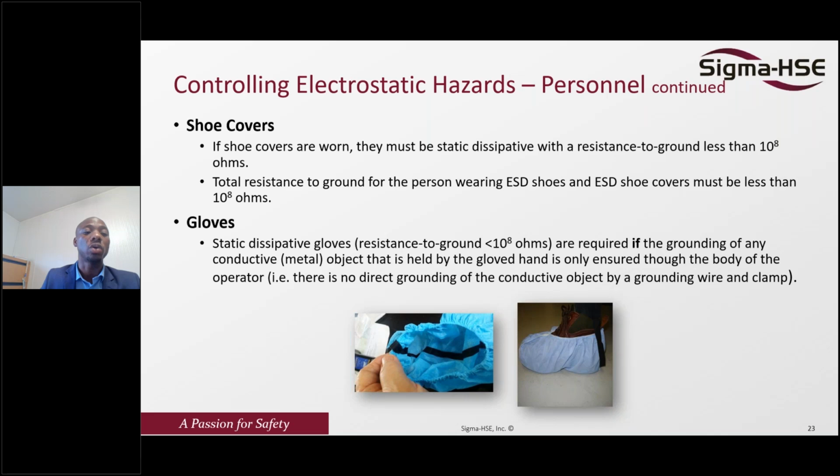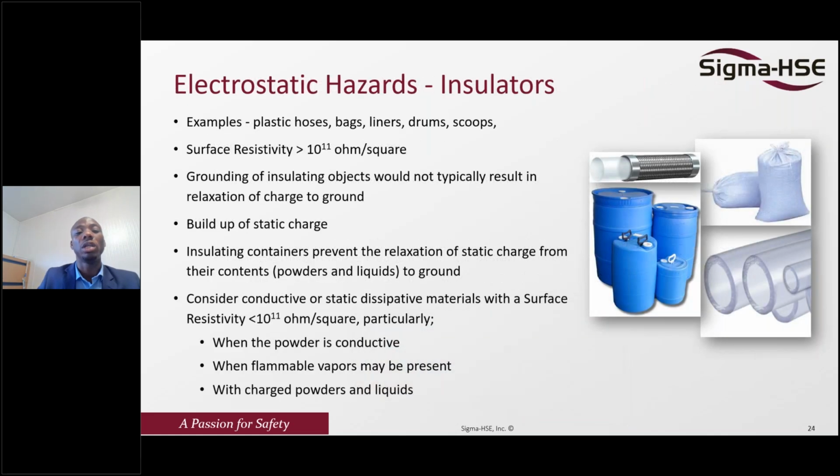Sometimes we can use a shoe cover or gloves, which is very, very important. If it's a shoe cover, you can see you have the static dissipative strap in the middle that will touch the ground, and the ground needs to be static dissipative, conductive, or bonded and grounded. Sometimes we could also use gloves, which are also used when we are trying to transfer porous materials. What about insulative materials?